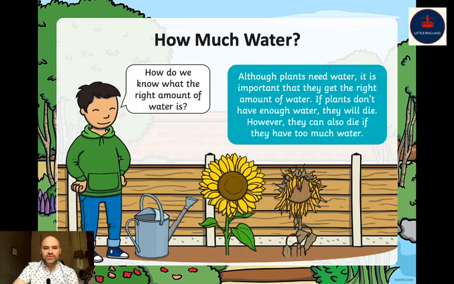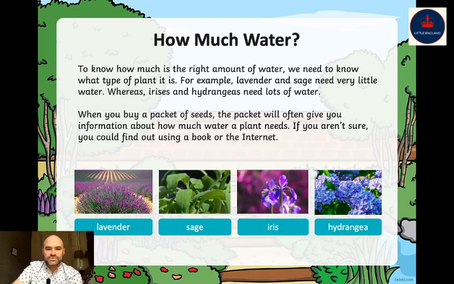Okay? How do we know what the right amount of water is? Although plants need water, so plants do need water, it is important that they get the right amount of water. If plants don't have enough water, they will die. So these are different plants. Can you guys repeat after me, please?